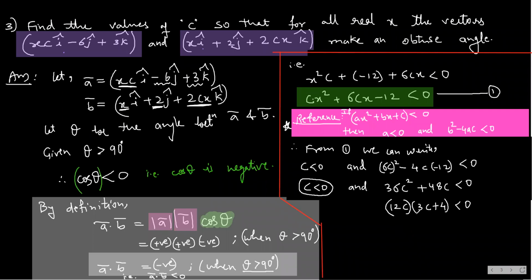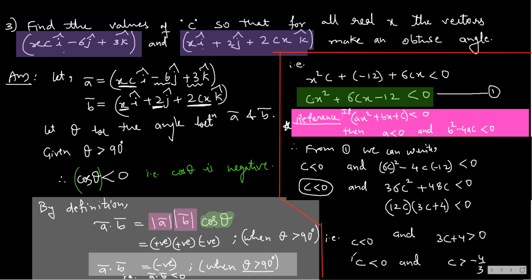So the next part I will get here is, since c is less than 0, I will write here c less than 0 and 3c plus 4 greater than 0. So c less than 0 and 3c plus 4, that is 3c greater than minus 4, c greater than minus 4 by 3.